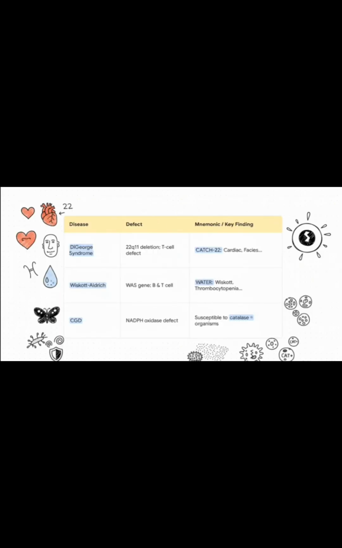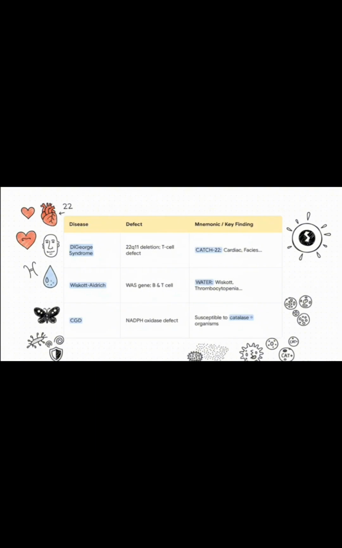Now let's hit 3 classic syndromes. DiGeorge syndrome is a T-cell defect from that 22q11 deletion. Just remember the catch-22 mnemonic. Wiskott-Aldrich is a combined B and T cell problem, and the mnemonic is WATER. Wiskott-Aldrich, thrombocytopenia, eczema, and recurrent infections.